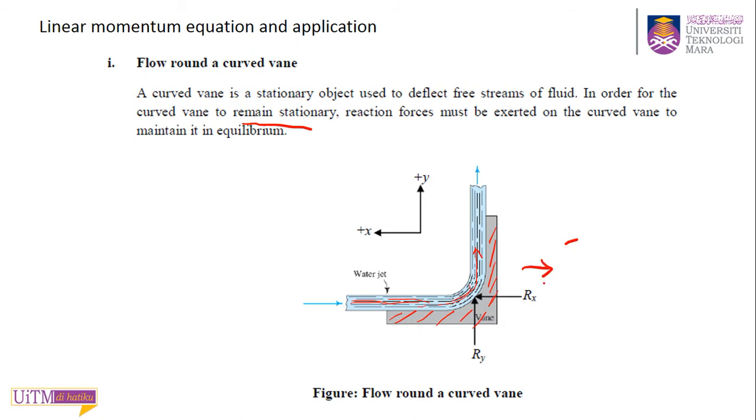That is the meaning of the negative value when you calculate the resultant force in X and Y. So don't worry if you calculate and the value is negative. It just means that your assumption of direction is wrong. It's just the opposite direction. Okay, that's the flow around a curved vane.